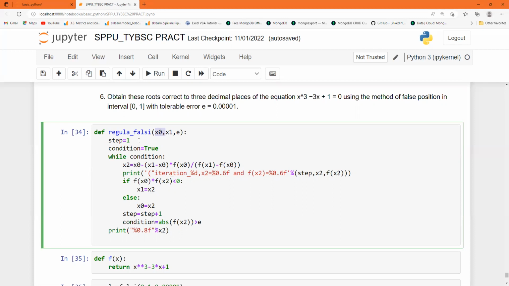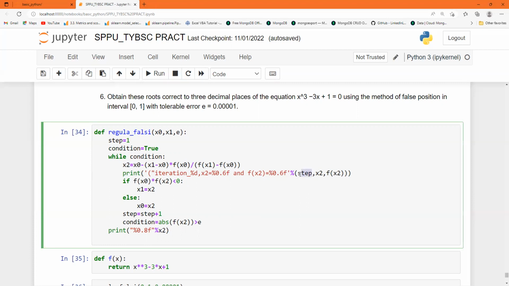So firstly, I'm using the while loop. That's why step is equal to 1 and condition is equal to true. Then while this condition, that means it is true already. Okay. Then it will go to the while loop. So what is the x2 value? x2 is equal to x0 minus (x1 minus x0) into f of x0 upon (f of x1 minus f of x0). So this is the formula in the regula falsi method, guys. This is the value of x2, and we have to print this value of x2 with step, x2 and its f of x2 value. Okay.